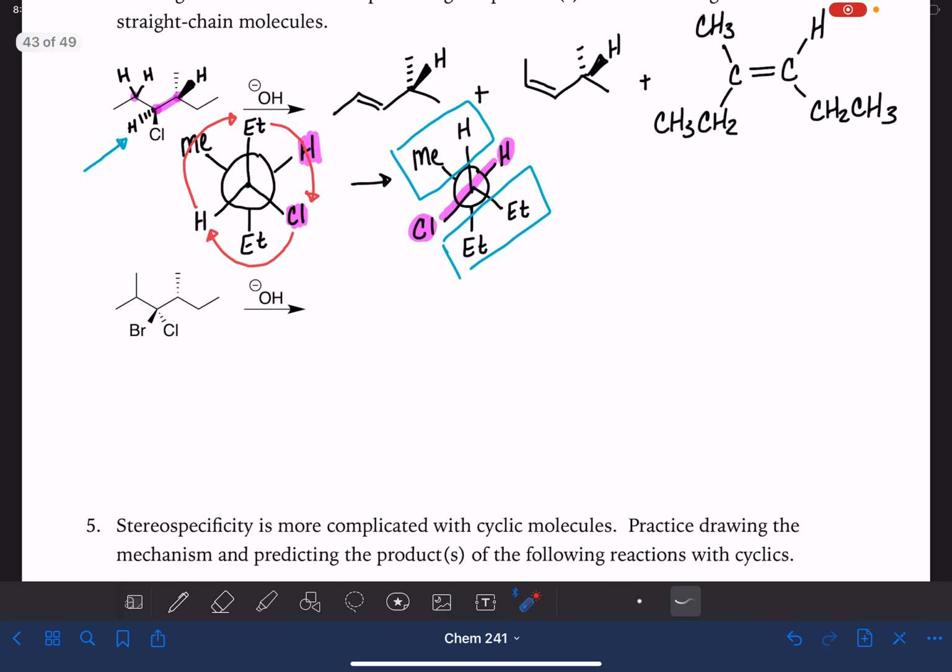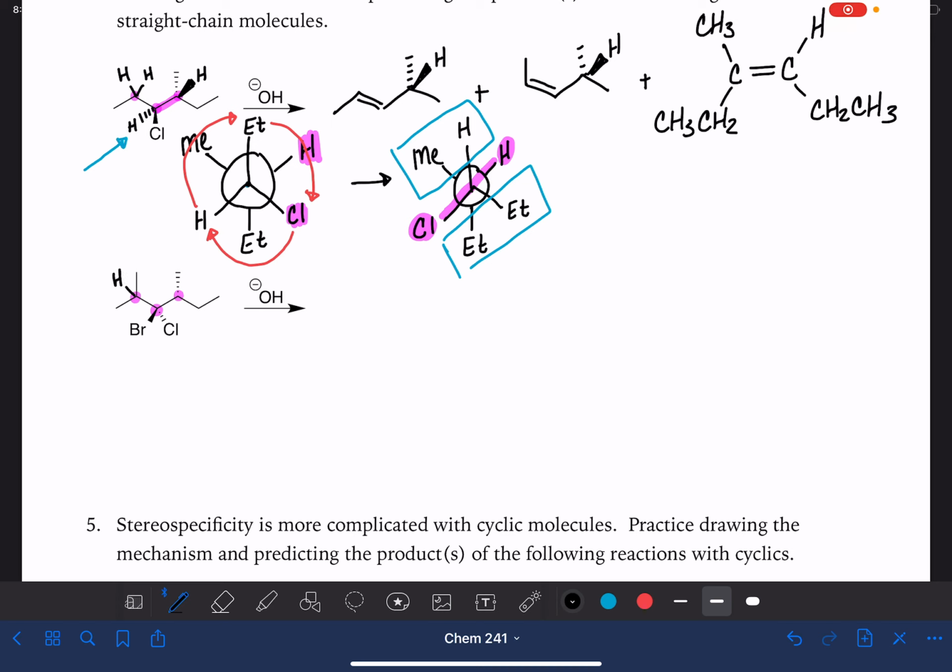Let's practice it again with our next example. First, we're going to find the carbon atom that's holding a leaving group. And look, this carbon atom has two leaving groups. That's pretty cool. We want to identify the carbon atoms that are attached to it, and we want to draw the hydrogens in on those carbon atoms.